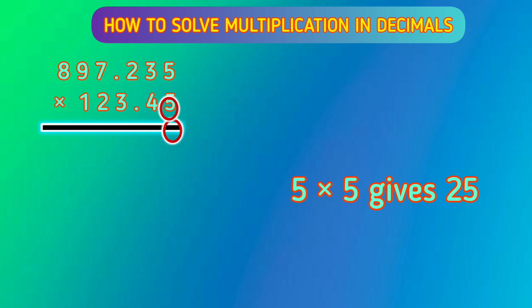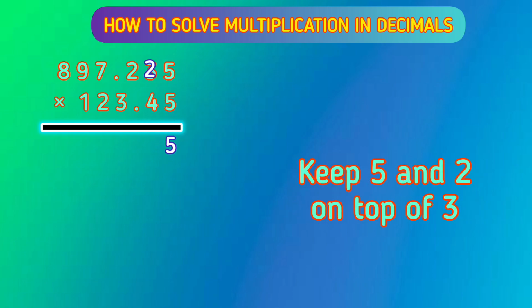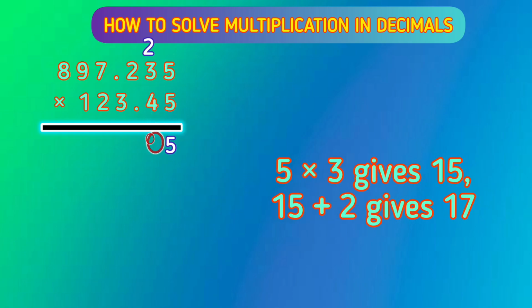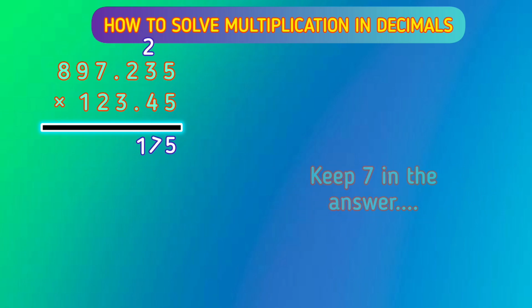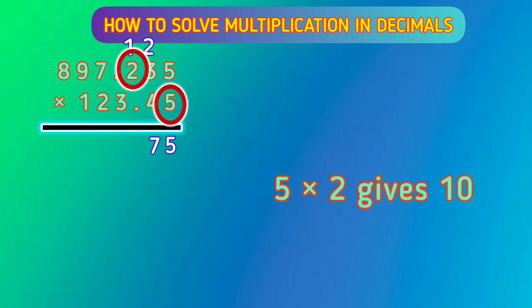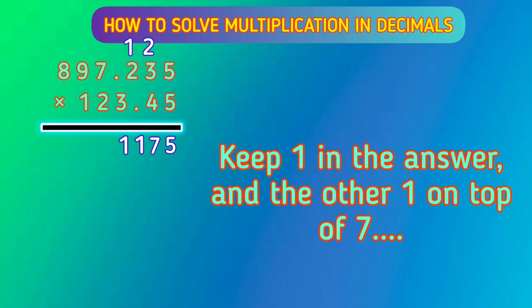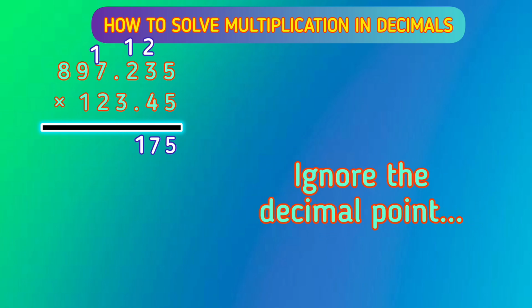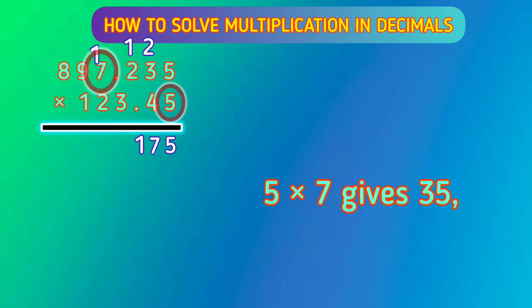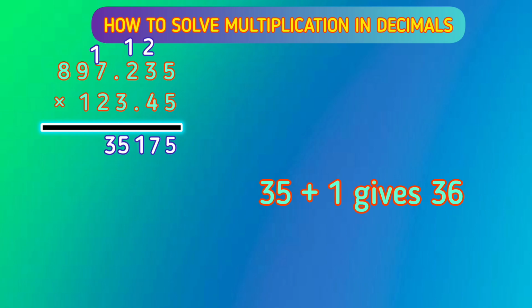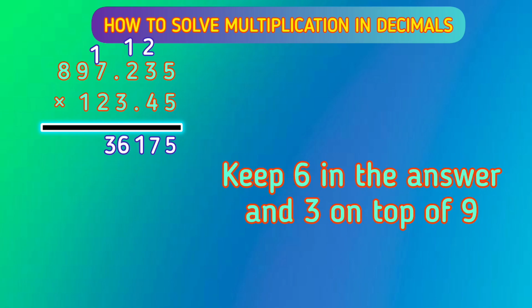5 into 5 gives 25. Keep 5 and 2 on top of 3. 5 into 3 gives 15. 15 plus 2 gives 17. Keep 7 in the answer and 1 on top of 2. 5 into 2 gives 10. 10 plus 1 gives 11. Keep 1 in the answer and the other one on top of 7. Ignore the decimal point. 5 into 7 gives 35. 35 plus 1 gives 36. Keep 6 in the answer and 3 on top of 9.